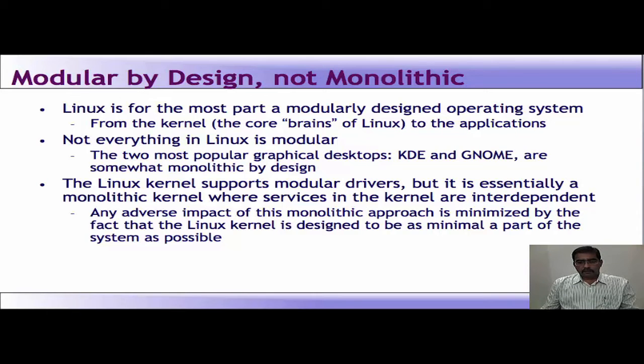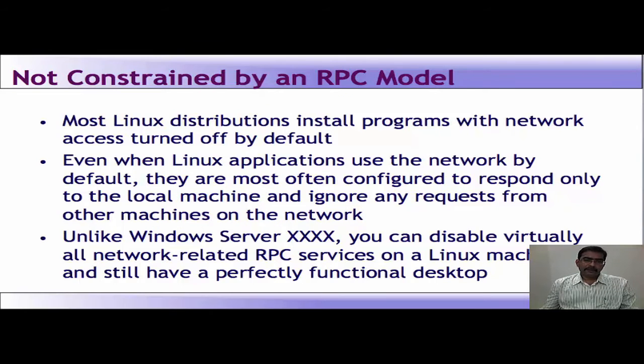Now, Linux follows a philosophy almost to the point of fanaticism. Whenever a task can be done outside the kernel, it must be done outside the kernel. This means that almost every useful feature in Linux, and useful here is as perceived by the end user, is a feature that does not have access to the vulnerable parts of the Unix system. It is not constrained by an RPC model.